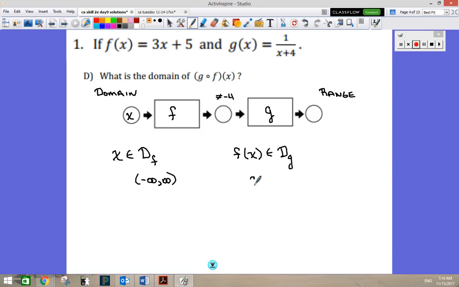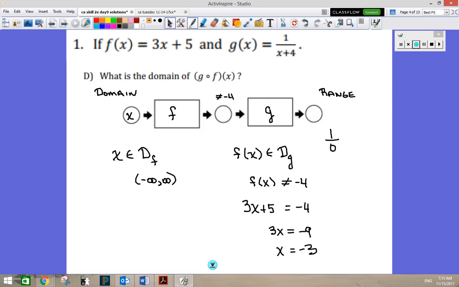What we need to do is recognize f of x cannot be -4 because -4 is not in the domain of g. G will not accept the -4. If it tried to accept it, it would produce 1/0, which is not a real number. So let's figure out what x produced this -4 from this function f. So f is 3x plus 5. If we say, what value of x causes this to be -4, let's solve this equation. Let's subtract 5 from each side, divide by 3.